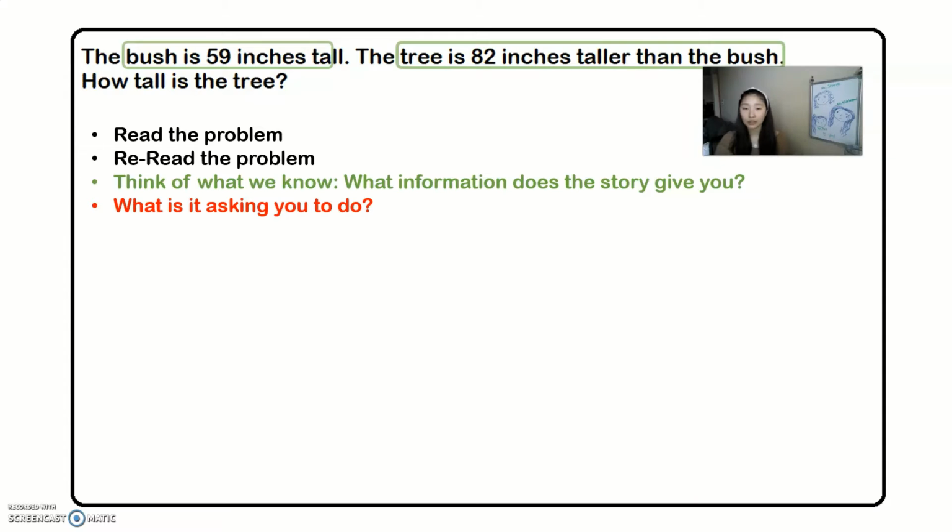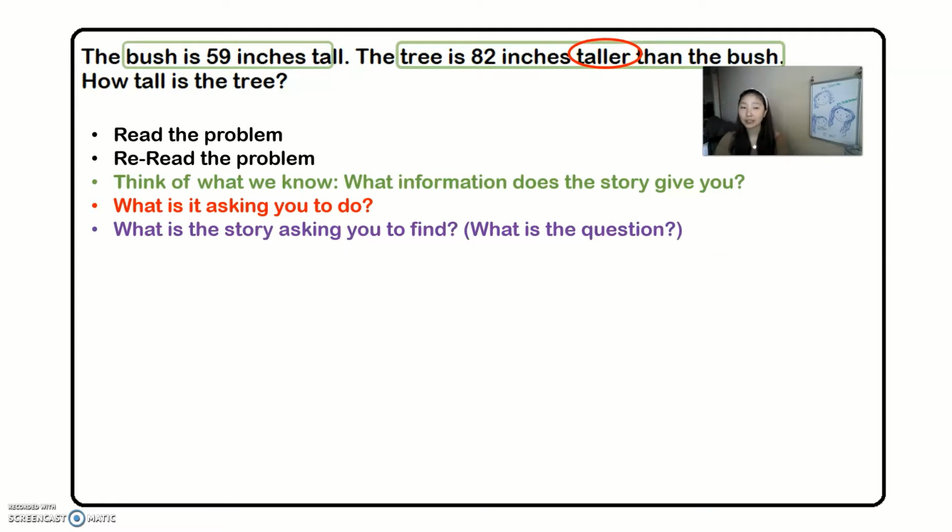Now, what is it asking you to do? The word that we're looking for today is, if you thought taller, great job. Because you're not saying that the tree is 82 inches, you're saying the tree is 82 inches taller than the bush. What is the question asking you to find? Again, look at that question mark at the end, and they want to know how tall that tree is. Obviously, if they're asking you how tall is the tree, they did not give it to you in the problem. So your tree is not 82 inches.